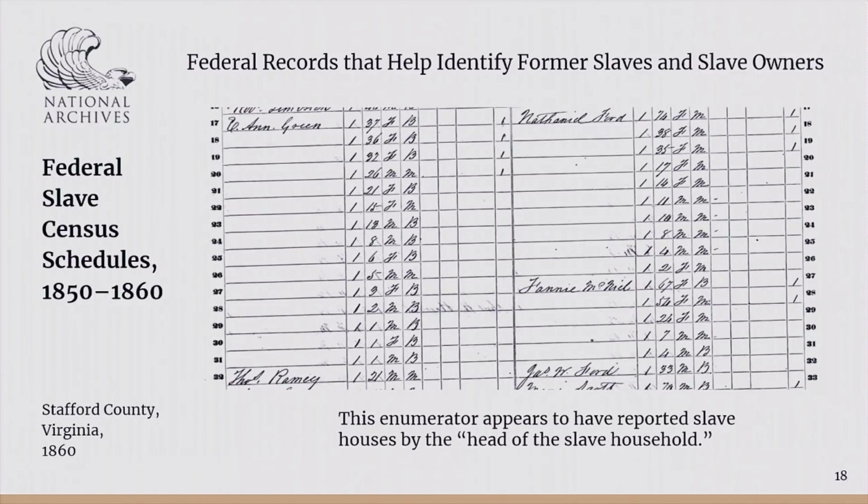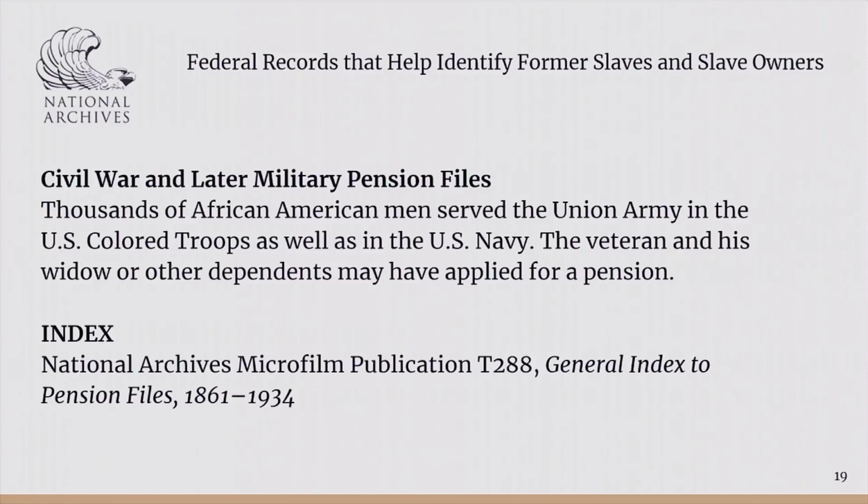This is, again, another page from Stafford County, where on the left side, you see E. Ann Green as the slave owner, and there are 4 slave houses listed with the head of each slave house indicated. So it's useful information. Again, names are lacking, but at least it gives you some details.